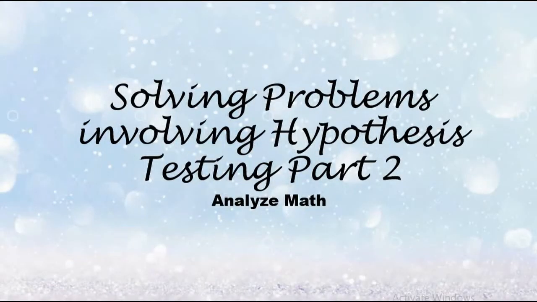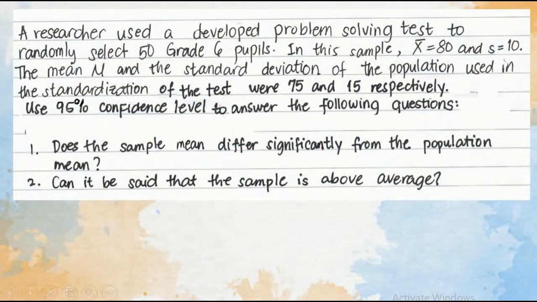Good day everyone! We are now going to discuss solving problems involving hypothesis testing, part 2. First problem. A researcher used a developed problem-solving test to randomly select 50 grade 6 pupils. In this sample, x bar, or the sample mean, is equal to 80 and the sample standard deviation is equal to 10. The mean mu and the standard deviation of the population used in the standardization of the test were 75 and 15 respectively. Use 95% confidence level to answer the following questions.